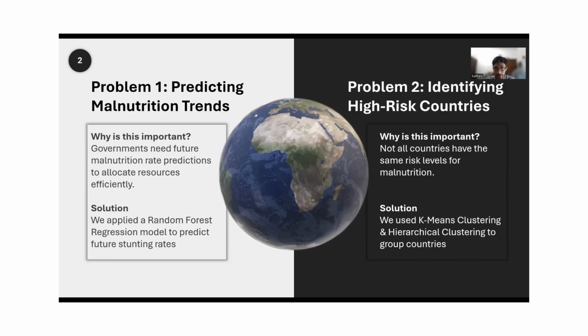To solve this, we use regression models to predict future malnutrition rates based on past trends. Our model helps governments plan food distribution, healthcare programs, and funding well in advance. The second problem is identifying high-risk countries. Some countries suffer more from malnutrition due to poverty, lack of food, and poor health care. Instead of spreading aid equally, it makes sense to focus resources where they are needed most. To solve this, we use clustering models to group countries into low, medium, and high risk categories. This way, international organizations can prioritize their efforts for the most vulnerable countries.